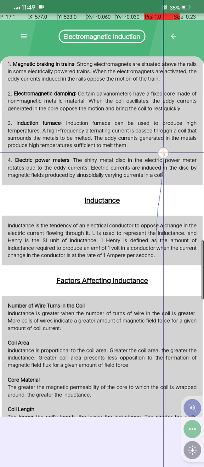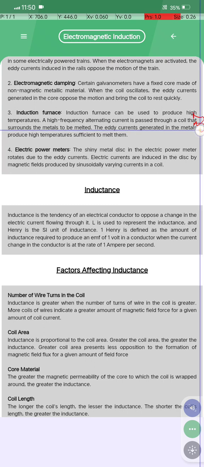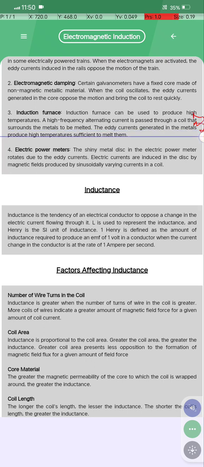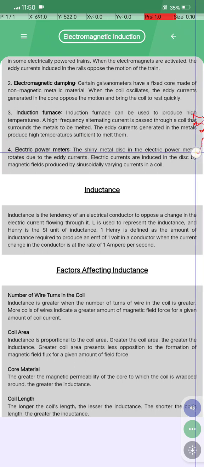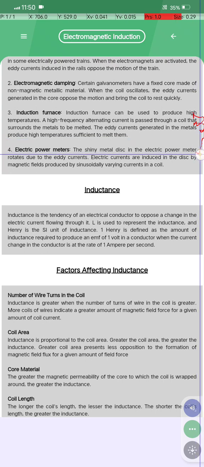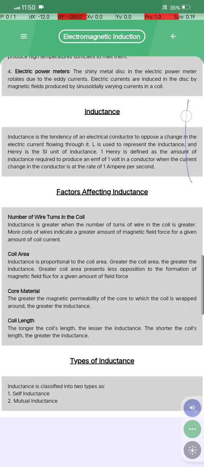चलो देखते हैं इंडक्शन फर्नेस क्या होता है। Induction furnace can be used to produce high temperature. A high frequency alternating current is passed through a coil that surrounds the metal to be melted. An eddy current is generated in the metal and produces high temperature sufficient to melt it. In the electric power meter, the shiny metal disc rotates due to the eddy current, and electric currents are induced in the disc by the magnetic field produced by the sinusoidally varying current in a coil. Inductance क्या होता है?